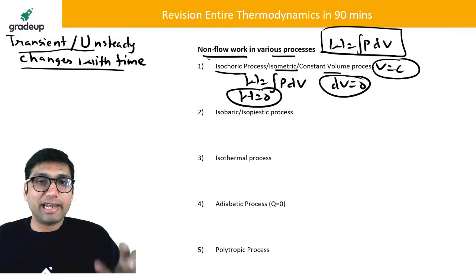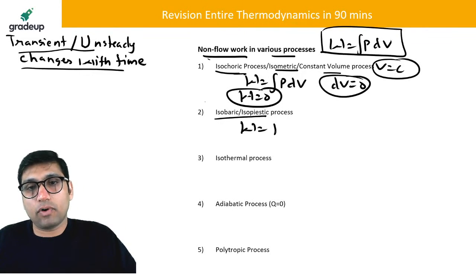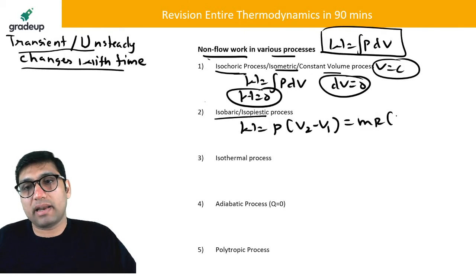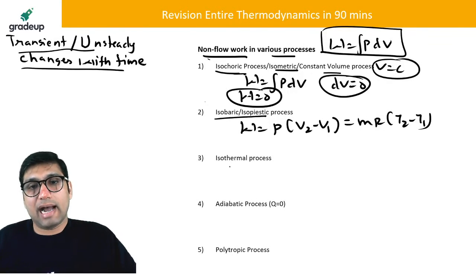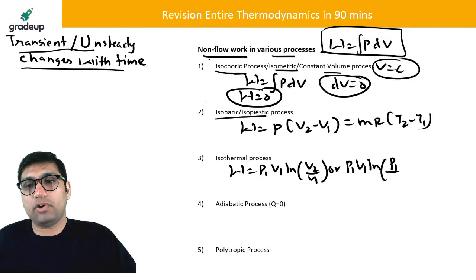Okay. So heat cannot be written like that. For an isobaric process, the work is equal to P of V2 minus V1. This is how you find the work. It is MR of T2 minus T1, non-flow work. For an isothermal process, the work is equal to P1 V1 log of V2 by V1, or P1 V1 log of P1 by P2.